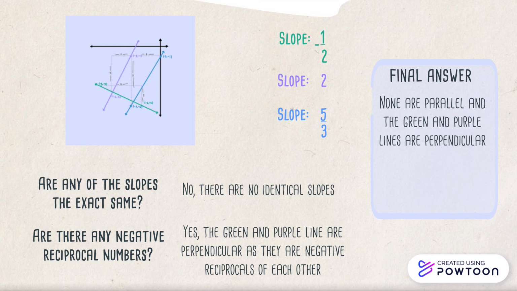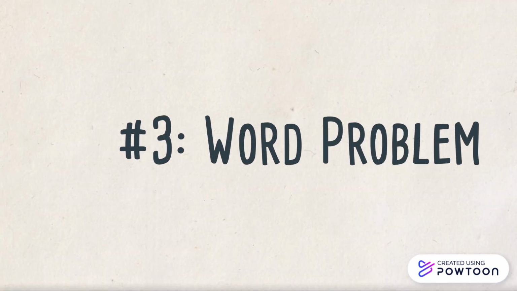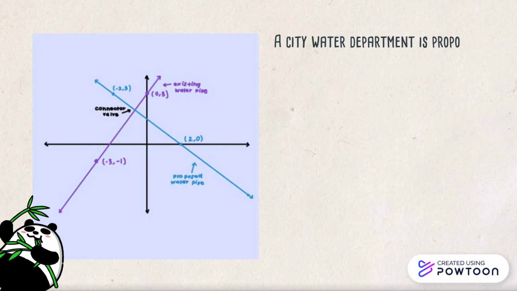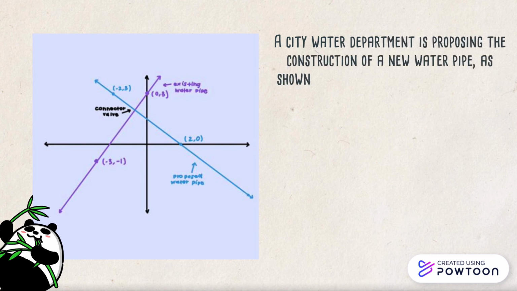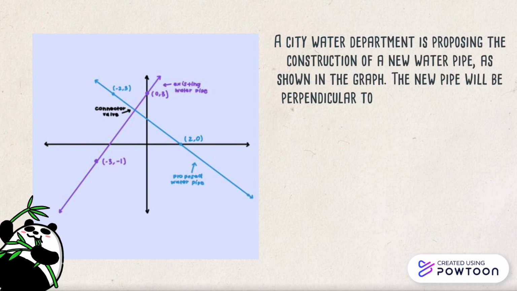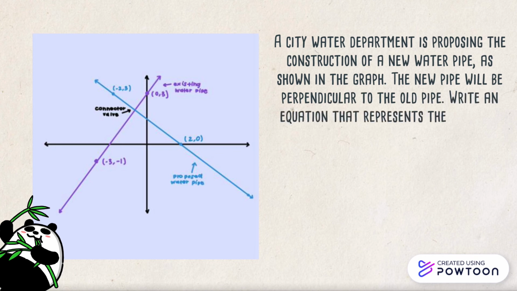Alright, so our next question is a word problem. A city water department is proposing the construction of a new water pipe. As shown in the graph, the new pipe will be perpendicular to the old pipe. Write an equation that represents the new pipe. Alright, so we're going to look at that blue line. That's the new pipe. We're going to write it in y equals mx plus b form. Reminder, m is slope and b is y-intercept.